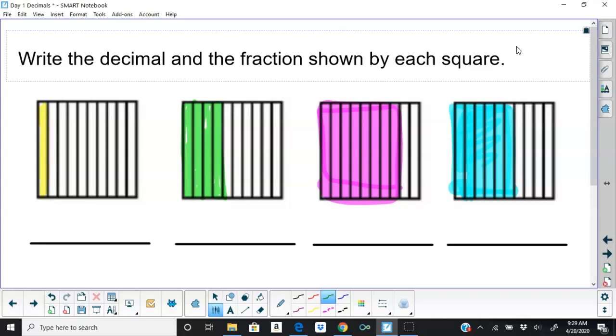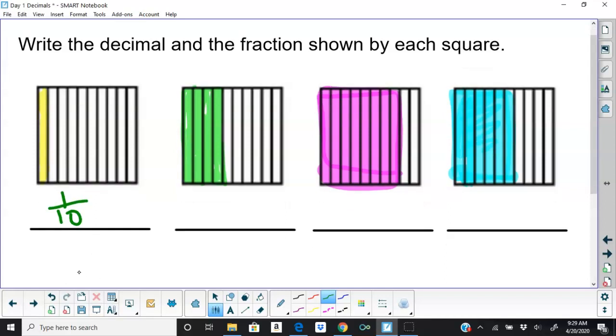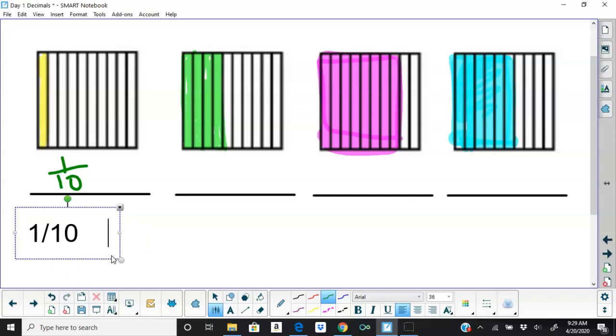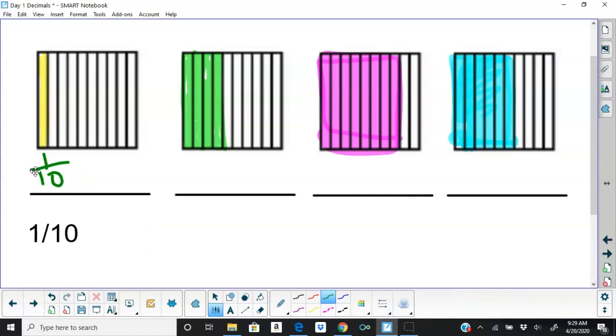Well, I'm going to tell you, because we are just learning our decimals, it's much easier to write your fraction first. Okay, so let's think. How many shaded in? 1 out of how many altogether? 1/10. All right, on Google Docs, you're going to actually be able to type in your answers. So when typing the fractions, you have to put a 1, a slash, and then a 10. And that's how you're going to write 1/10. Okay? So we have 1/10, both the ways to write it.